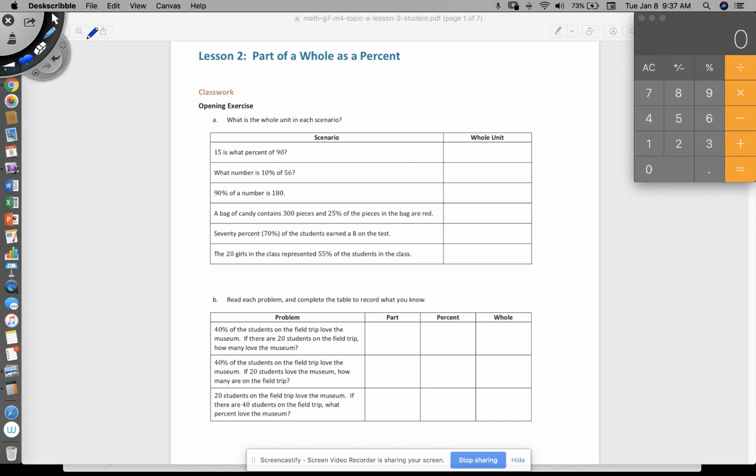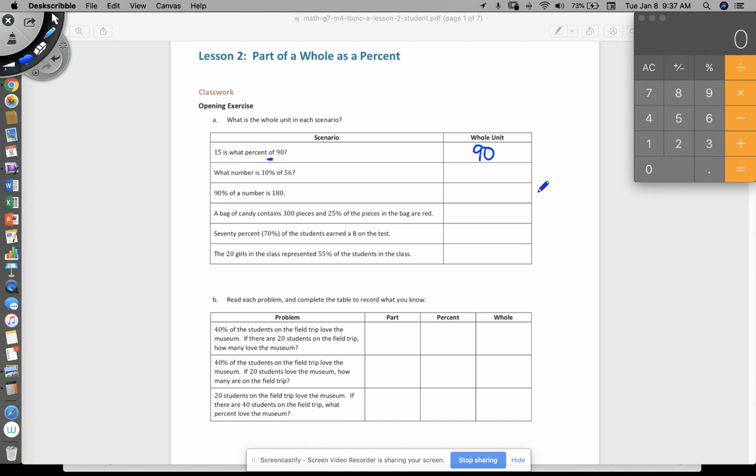All right, so find the whole unit of each scenario. We're not really solving here. You have to kind of decode which one of these numbers is the whole. 15 is what percent of 90? Well, I'm going to give you a clue. Whenever you see the word of before a number, that's going to be your whole because that's the total. So if it's of 90, that's your total of 90. 15 is just the part. So what's the whole unit here? It's going to be 90.